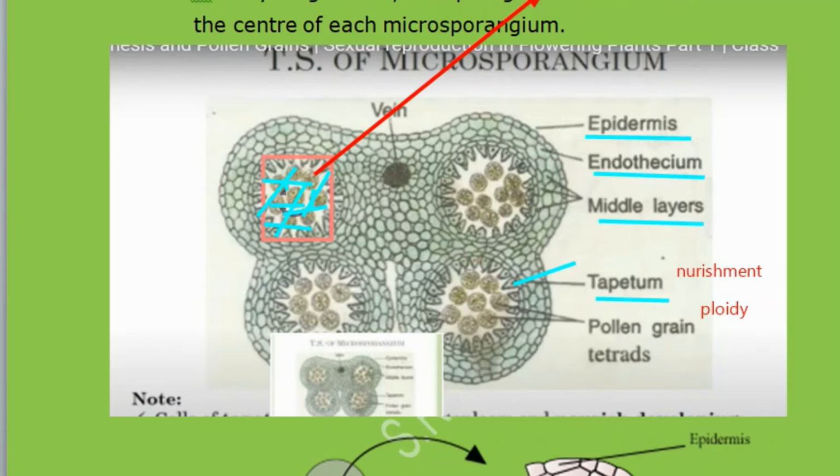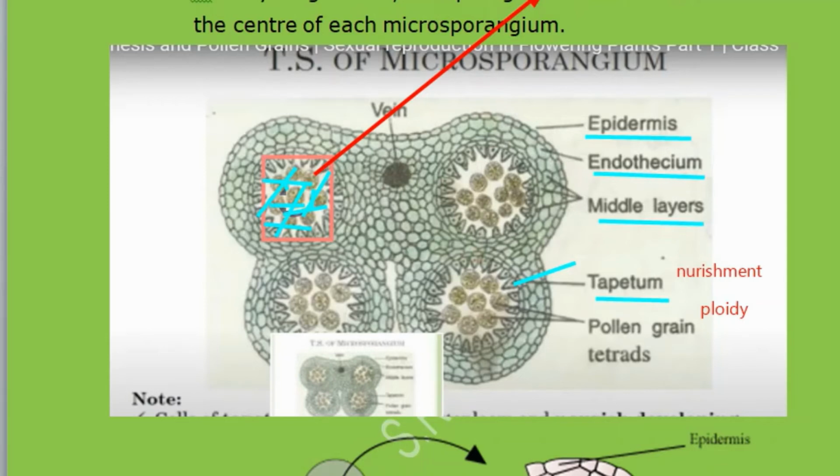So once again, this is the structure of anther. You can say it is a mature anther. First of all, we are going to see the structure. It is the microsporangium, also known as pollen sac. Four microsporangia we can see here. Now the wall of this microsporangium: the outermost wall is known as epidermis, followed by endothecium, the thicker wall, then two to three middle layers, and then the innermost wall, that is tapetum.